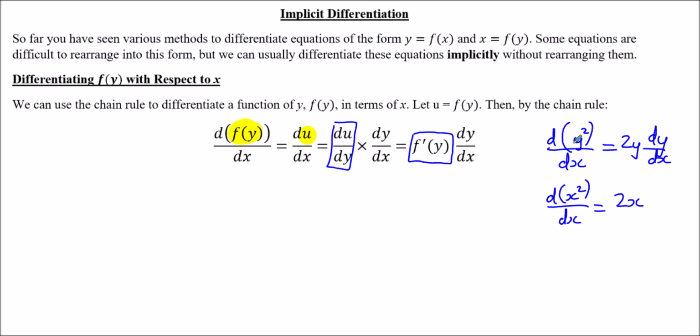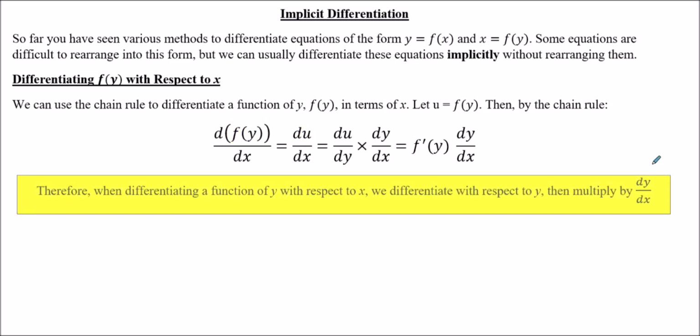So if you differentiate a function of y with respect to x, it works in exactly the same way, 2y instead of 2x, but you just shove a dy by dx on the end of it. That's a quick take-home point to make. So to summarise that point, all we need to do when differentiating a function of y with respect to x, we differentiate with respect to y first, then multiply at the end by dy by dx.